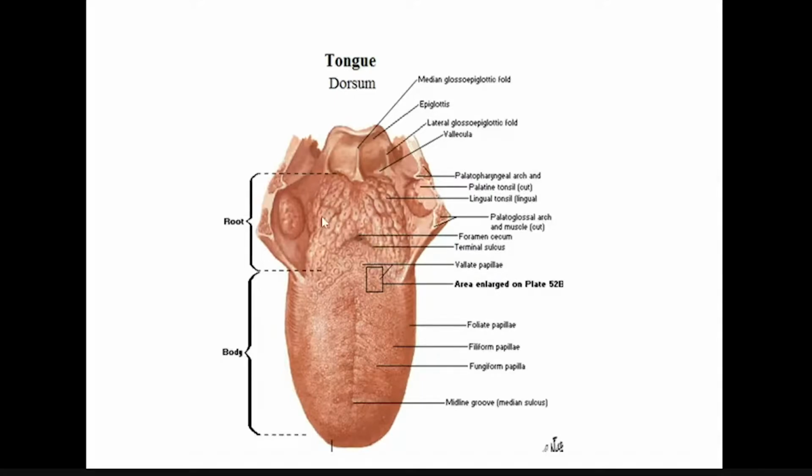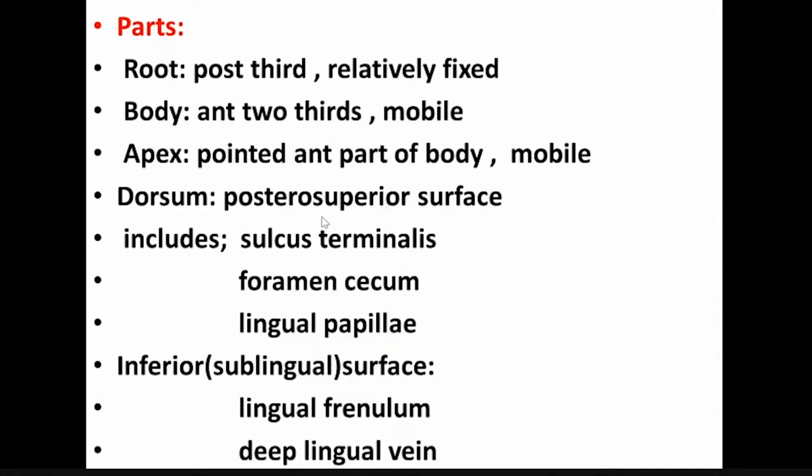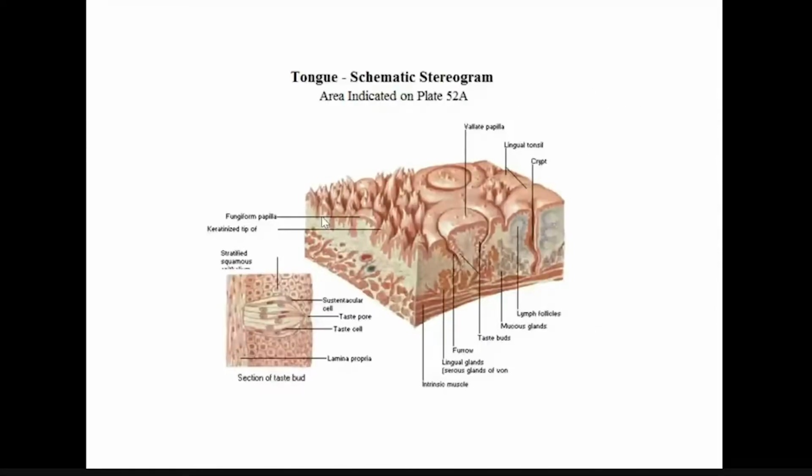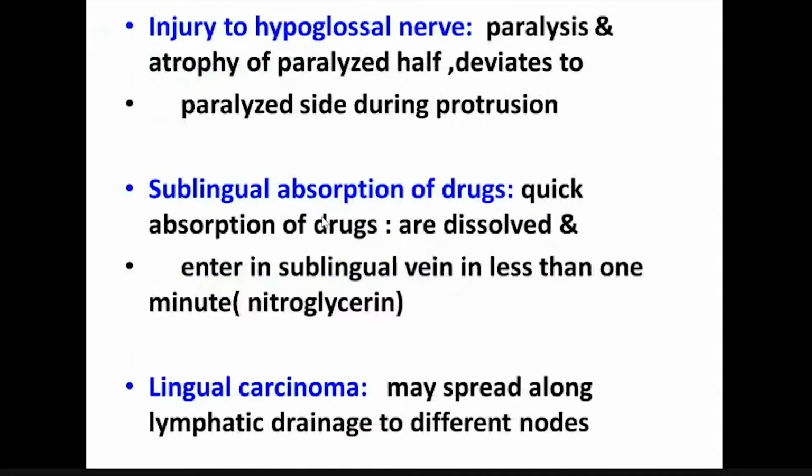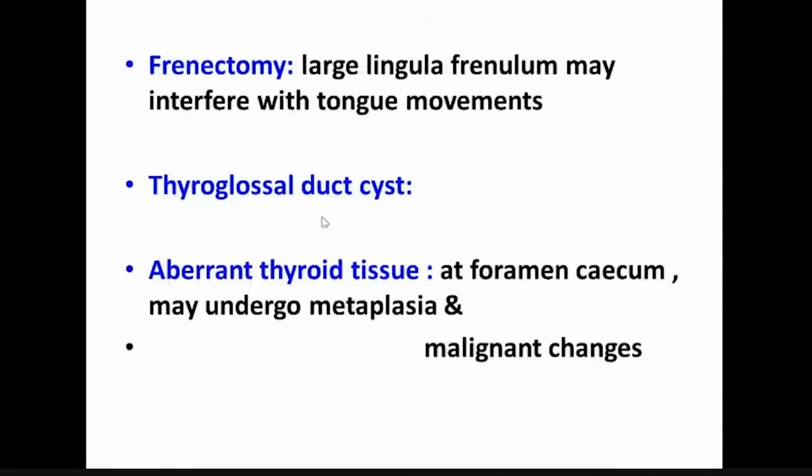And sometimes remnants of this thyroglossal duct remain as cysts in the anterior median line of the neck. We call them thyroglossal cysts. Aberrant thyroid tissue at foramen cecum may undergo metaplasia. It means change their structure and change to malignant cells.